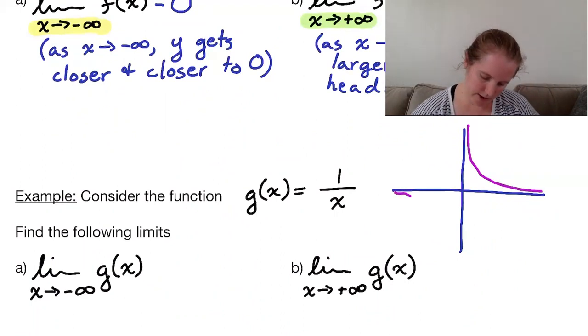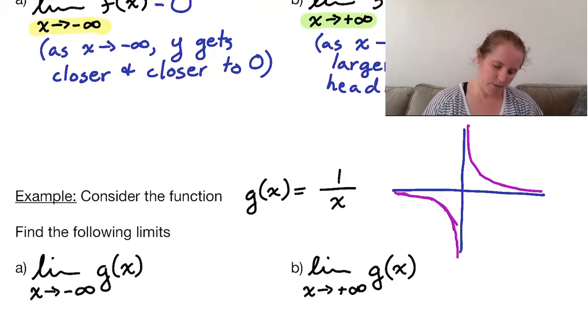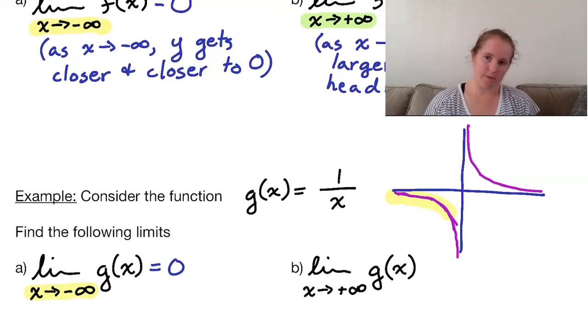And then on the negative side, 1 over x will be negative, and it will shoot off to 0, going to the left, and negative infinity as we approach x equals 0. So in terms of our limits, as we head towards negative infinity, we're approaching the x-axis, so we are approaching y equals 0. So once again, we get 0. And we have as x heads towards negative infinity, y heads towards 0.